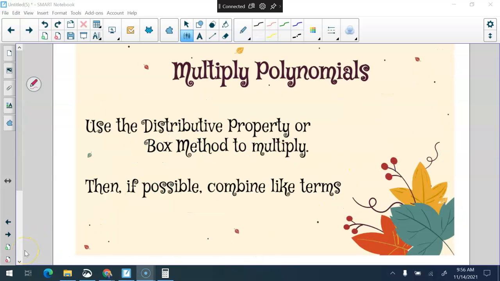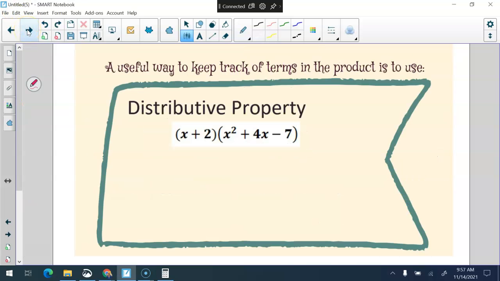Now we're going to multiply a binomial with a trinomial, and we can still use distributive property, but this time FOIL doesn't work. That only works for a binomial times a binomial, but the box method works for everything. Then, like before, we will combine like terms if there are any.